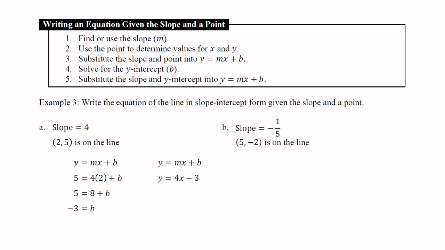In example B, our slope is -1/5 and our point is 5, -2. So again, we plug all of this into the equation except for b. That's what we're going to solve for. And we just solve our equation to get b equals -1. Our y-intercept is -1. Our slope is -1/5. So we plug both of those into slope-intercept form, and we have the equation of our line.